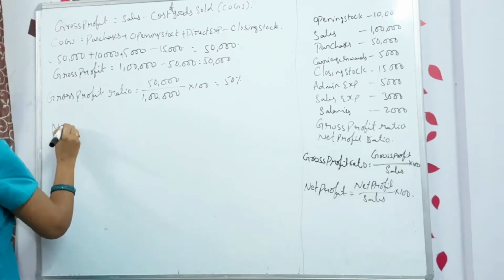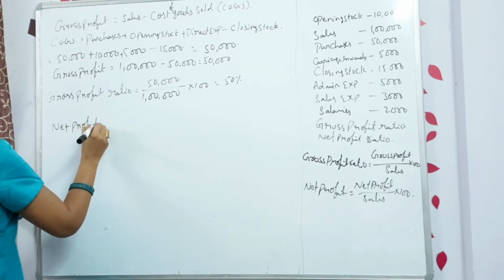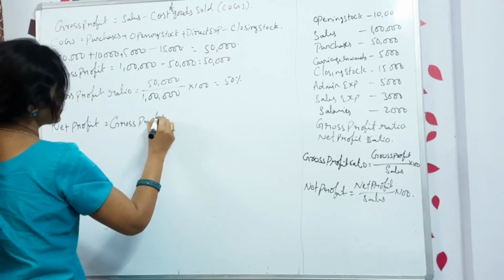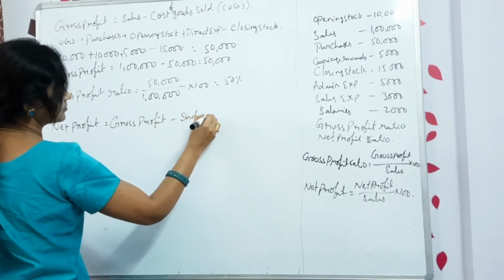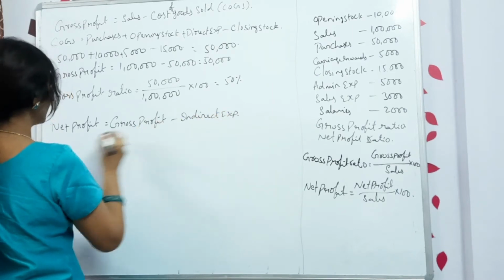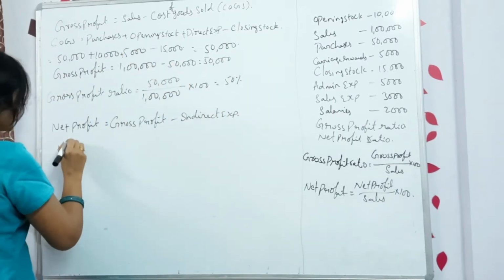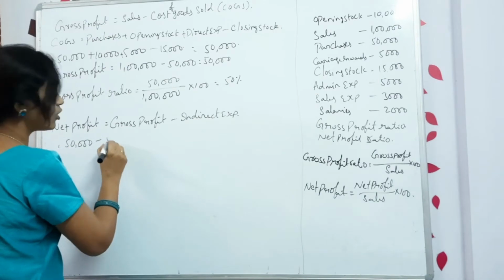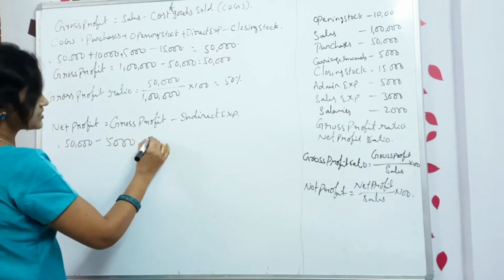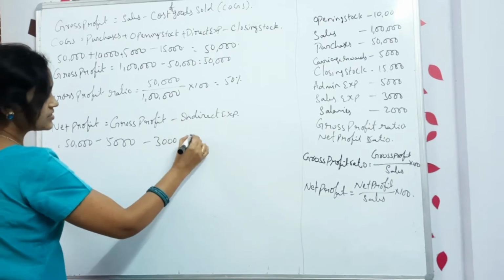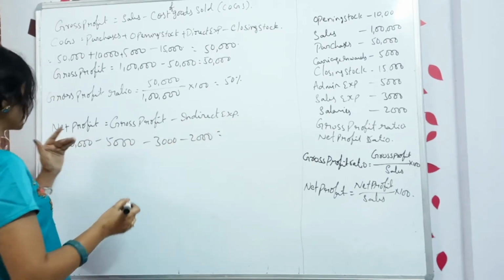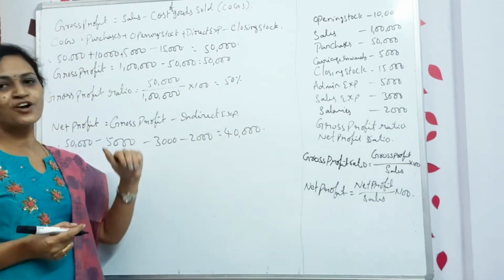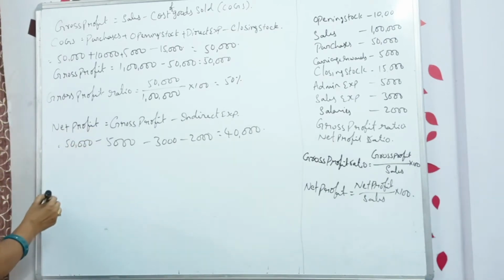So net profit is equal to gross profit minus indirect expenses. So what is gross profit? We calculated 50,000. So 50,000 minus what are the indirect expenses? Administrative expenses are there. How much? 5,000. Next selling expenses are there, 3,000. Next salaries are there, 2,000. So total 10,000. 50,000 minus 10,000, you got 40,000. Okay, this is 40,000.